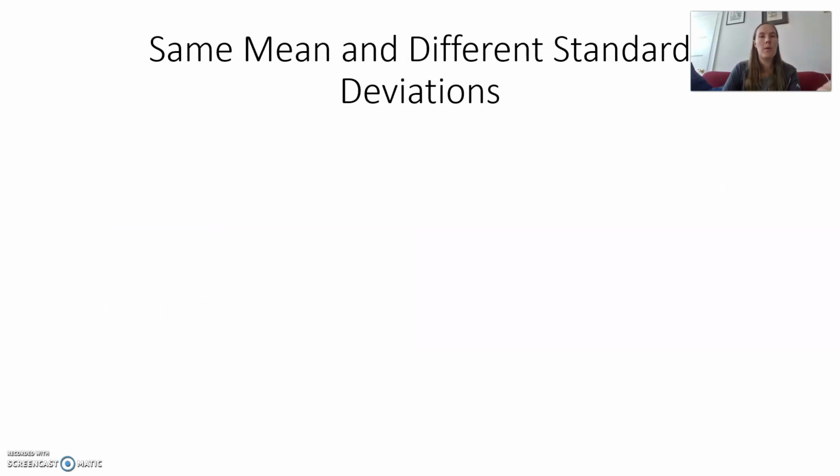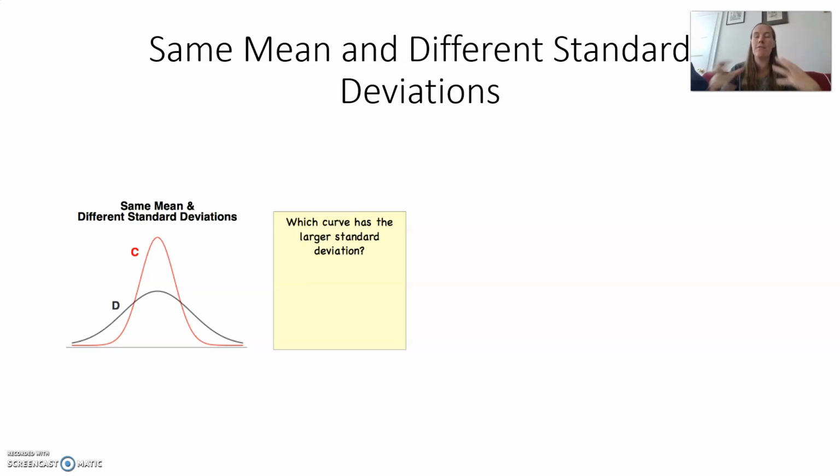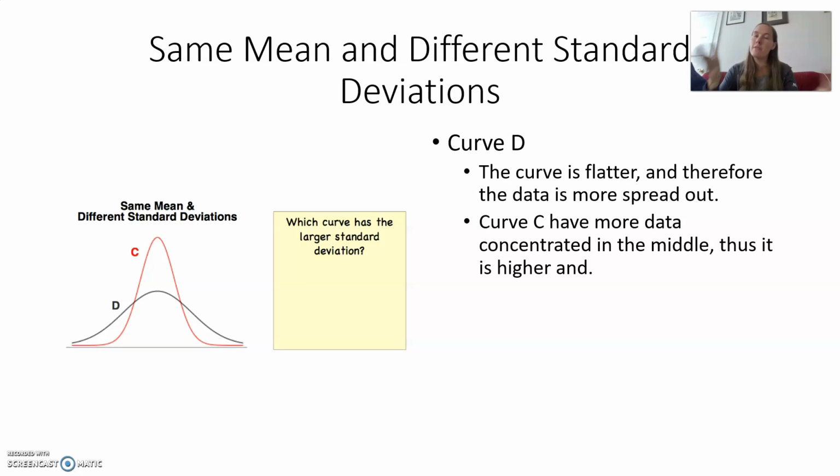Now we're going to look at some other ones that have the same mean and different standard deviations. That means they both have the most, or the average, at the same place, but their spread is different. Which curve do you think has the larger standard deviation? Curve D. The reason you know that is because it's flatter. That means there's more data that's spread out. Whereas curve C is more concentrated in the middle, where you see that really high peak. That means the standard deviation is not as spread out, so it is smaller.